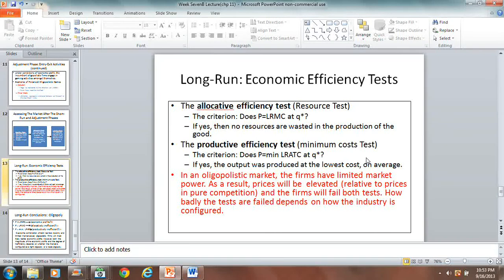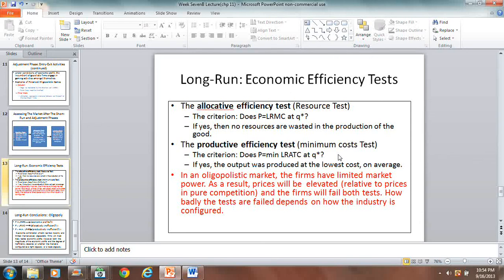In a similar manner, there is the productive efficiency test, which is the minimum cost test. The criterion, if you recall, is: does the price charged equal the minimum long-run average total cost? This one is also failed because of the existence of market power. When there is market power, price will be greater than long-run average total cost, and as we saw, these firms are going to be making economic profit, which implies price can't equal the minimum long-run average total cost. Now, how badly is the productive efficiency test failed? Again, it depends on whether the industry is a tight oligopoly or a loose oligopoly.